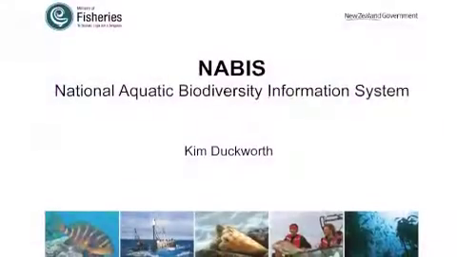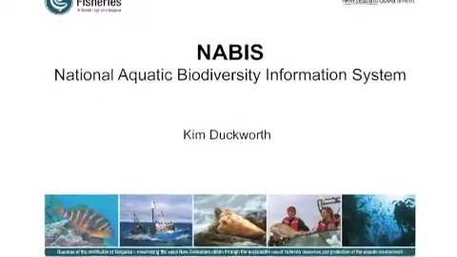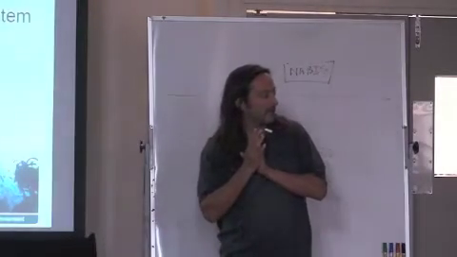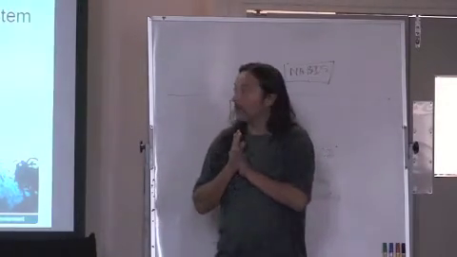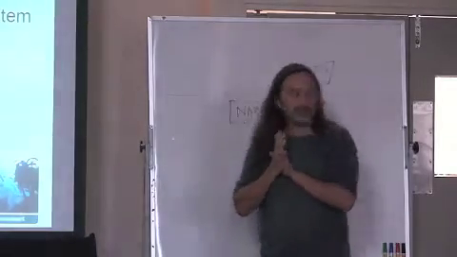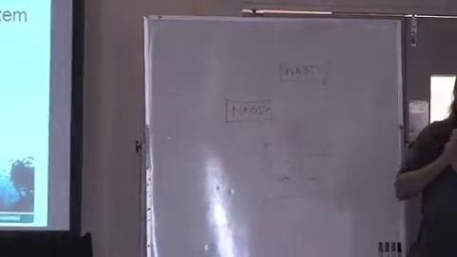But anyway, NABIS, National Aquatic Biodiversity Information System, first version was released in 2004, and we released a new version, which is an entire rewrite, about 6 months ago. So we're now on to version 2.